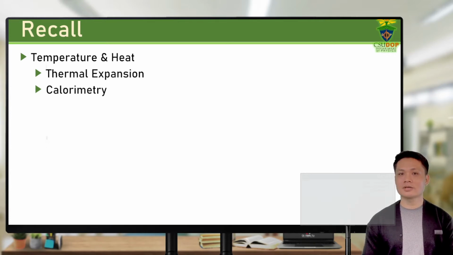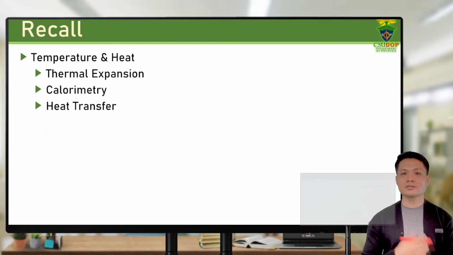You also know about some concepts in how to determine the amount of heat experimentally. You also know about the mechanisms of heat transfer, or the transfer of energy in the form of heat. You know about convection, you know about conduction, and you know about radiation.